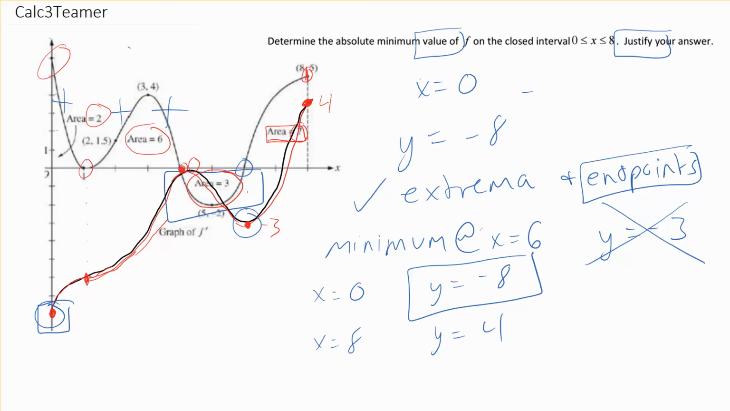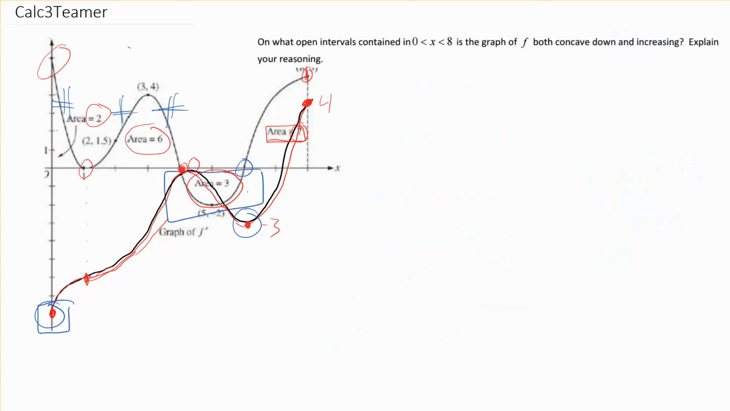And teams said things like, well, all these derivative values are positive, so the function keeps increasing. Those are also very good words to say in your justification. And then finally, on what open intervals contained from 0 to 8 is the graph both concave down and increasing? Explain. Well, let's get out some highlighters and talk about increasing.